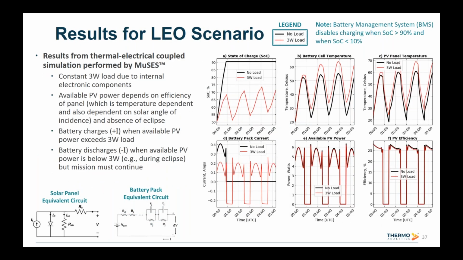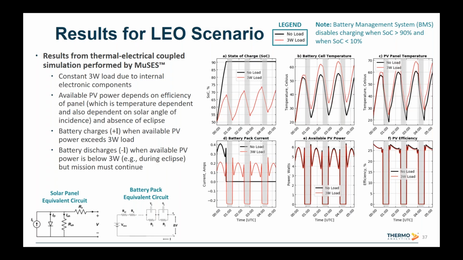Okay, so there's a lot going on here. I'll explain each of these in detail one at a time, but I just wanted to show them all at the beginning so you could see the interdependency between these. So these are both thermal and electrical results from a MuSES simulation for that low Earth orbit scenario that I just talked about. And so the battery and the solar panels, all these things are linked together and interdependent because of our thermal electrical coupled co-simulation approach. And so I'm going to talk about each of these.